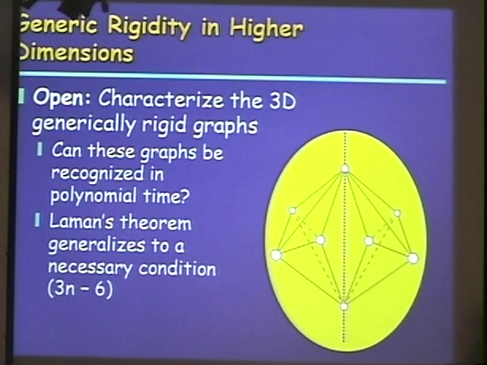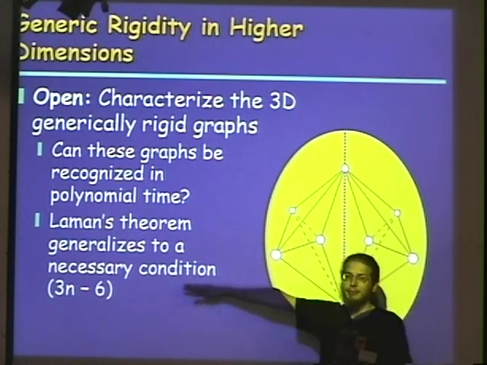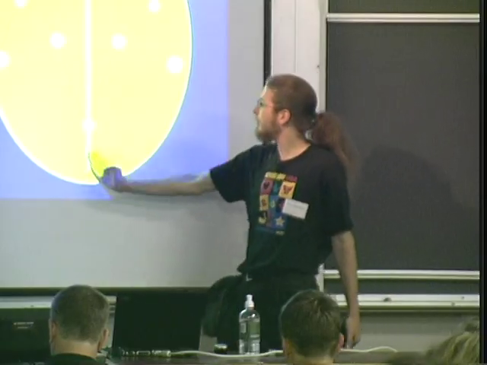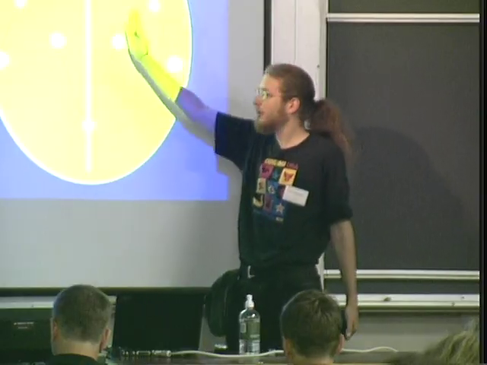Big open problem here is to characterize the 3D generically rigid graphs. So that only worked in 2D, and you can generalize Laman's theorem to 3n minus 6 in 3D, and that's a necessary condition, but it's not sufficient. And this is one example of a linkage in 3D. Hopefully you can visualize it. So the dots are smaller and larger to tell you sort of how close they are to you. There's 1 degree of freedom here. You can rotate about this pink dotted line, but it satisfies the Laman condition.